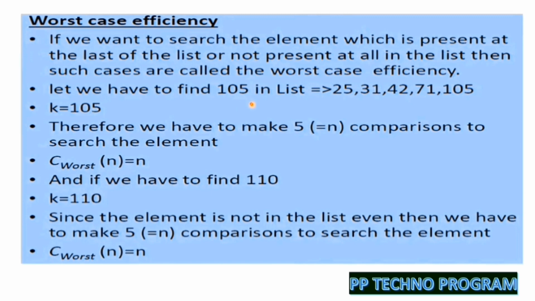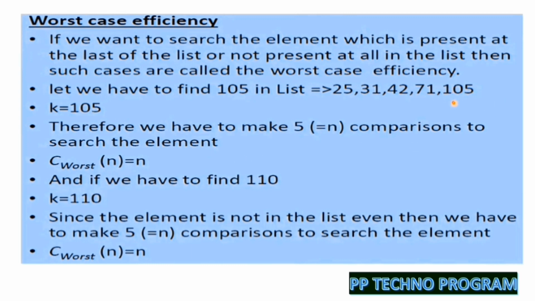The second case is if the element is not present in the list. Suppose we have to find 1110. Again we start the comparison with the first element in the list. Again we match 25, 31, 42, 71, again and again, up to the last location, element 105. So 1110 is not present in the list.